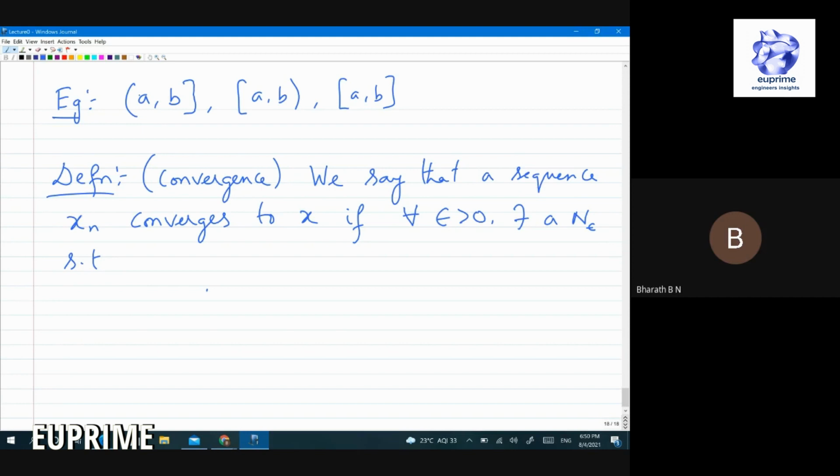How do I write that? See, xn should be close to x, right? How close? Epsilon close. This is clear, right? Xn minus x mod is less than epsilon means what? Xn is less than x plus epsilon. Xn is greater than x minus epsilon, right?